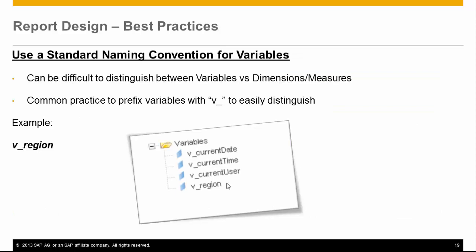And same goes with variables here. It can sometimes be difficult, especially in very large documents, to distinguish between variables and dimensions and measures. So a common practice that I've seen out there is to prefix your variables with a V underscore so that they can easily be distinguished from other types of objects. So you can see here, I've gone through and named my variables all with a V underscore in front of them. And this makes it very easy at a glance to see what's a variable and what's not. And this will also help when you're using these within formulas or other variables. It'll make them easier to trace back.